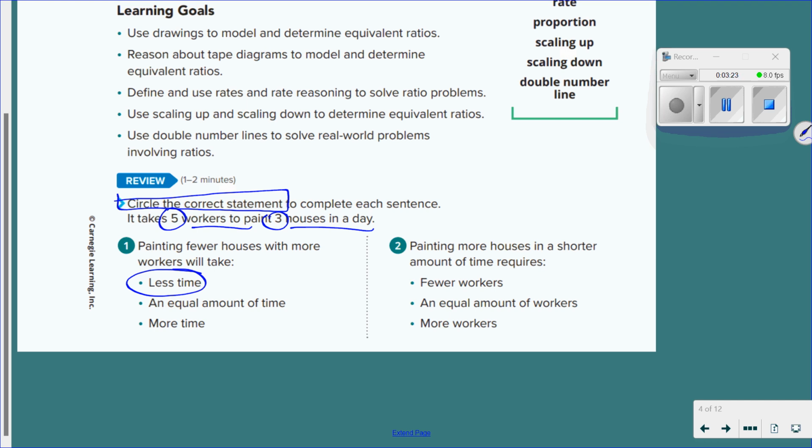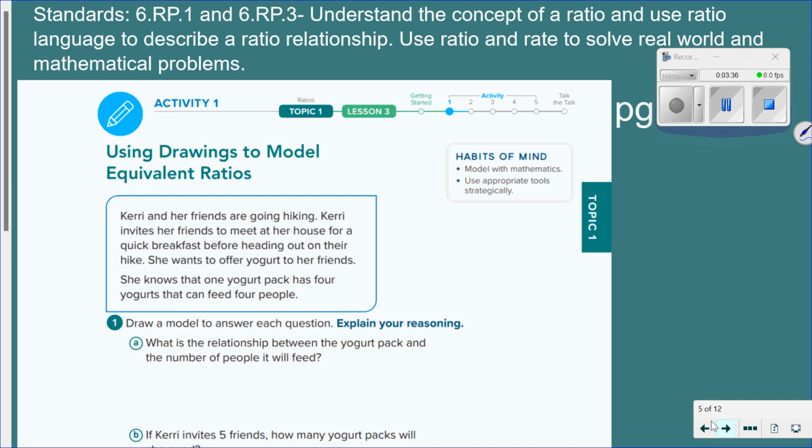All right. Who thinks it's fewer? Who thinks it's the same? Who thinks it's more? It is definitely more. Good job. All right. Let's look at the next page. We are skipping 194 and moving on to 195 for time's sake.